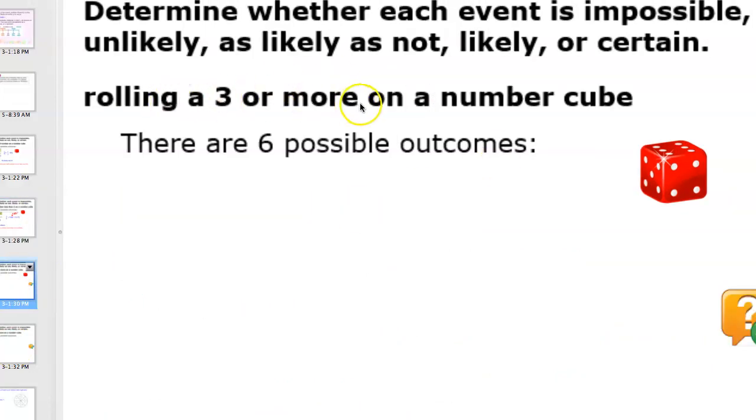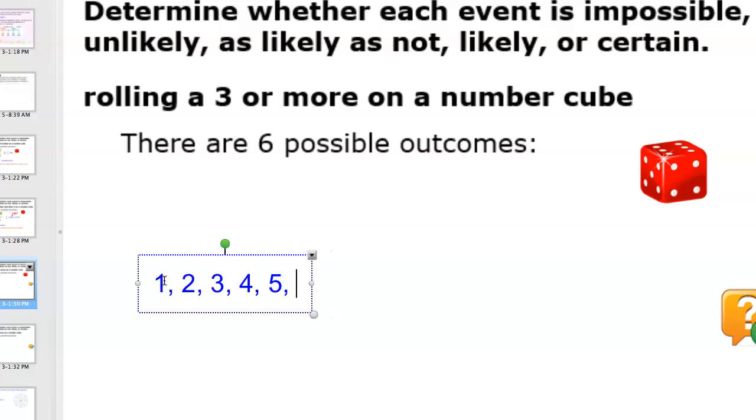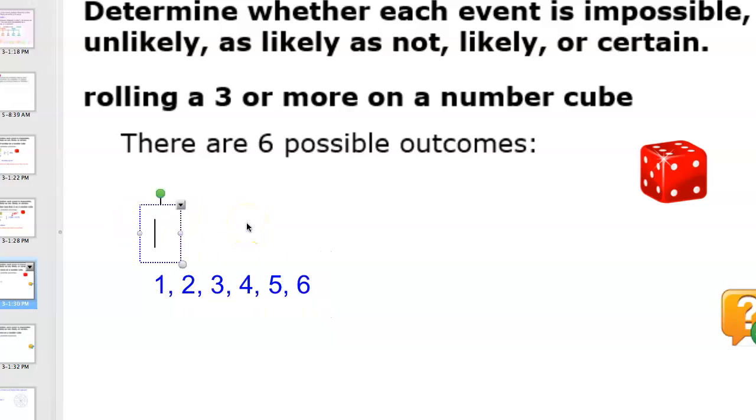All right, rolling 3 or more on a number cube. Well, first I'm going to list my possible numbers. 1, 2, 3, 4, 5, 6. These are all my possible outcomes. All right, rolling a 3 or more. So 3, 4, 5, 6.